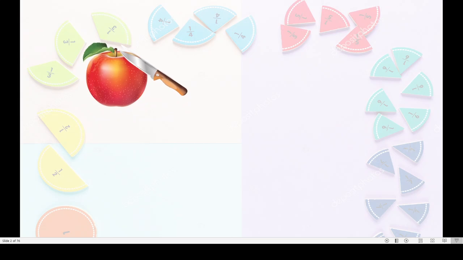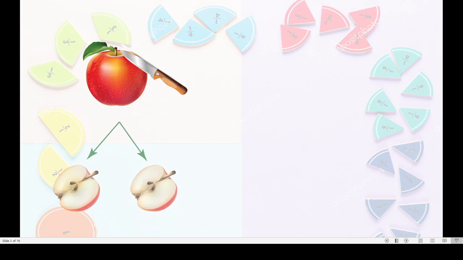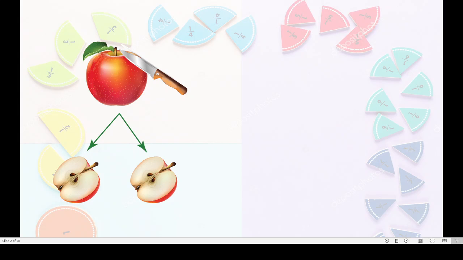You can see here an apple, isn't it? We will cut this apple into two equal parts. That is nothing but half, isn't it? From one whole we get two halves, right? Two half parts from one whole. These are called half parts, right?